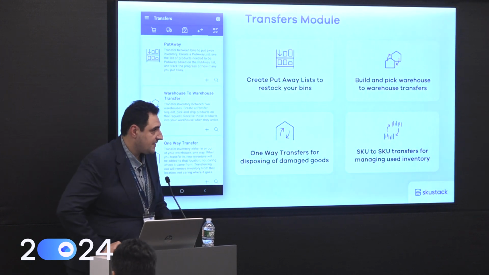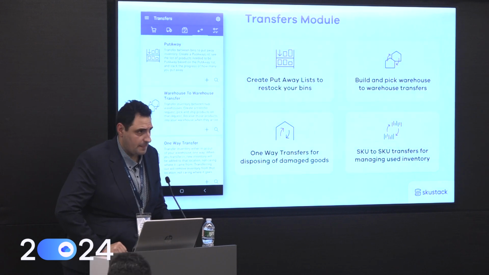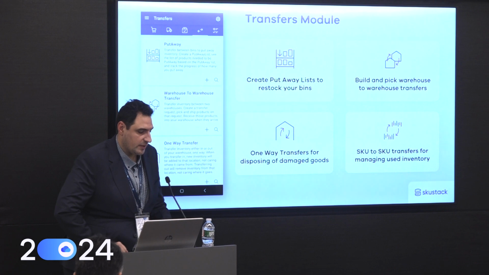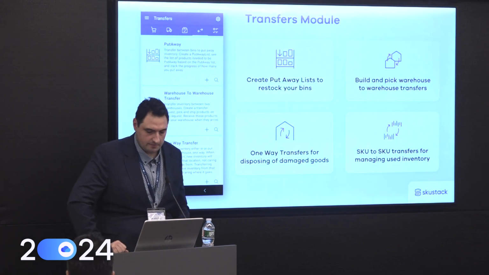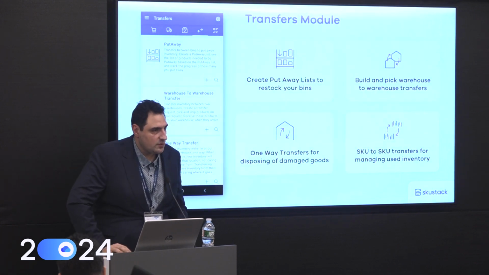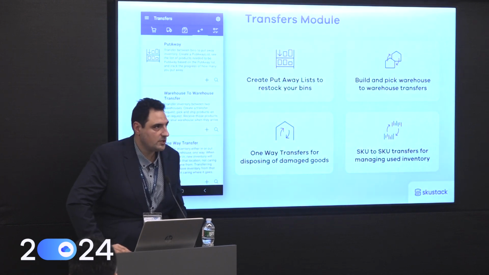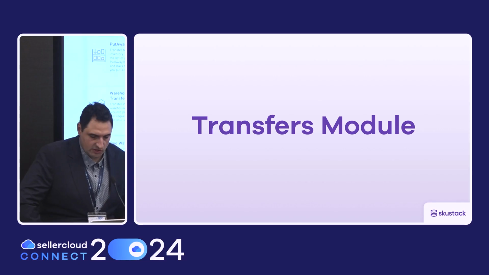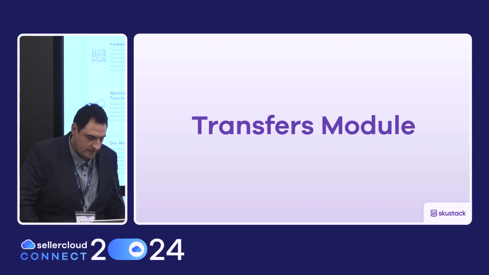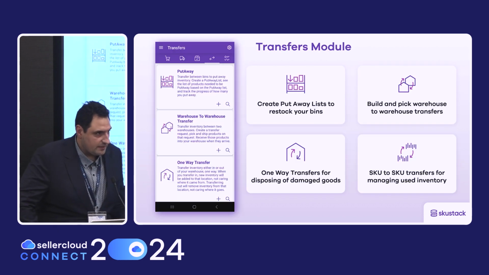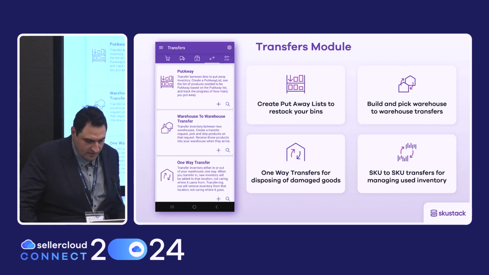The one-way transfers are particularly useful in case you want to bring in inventory from somewhere or remove inventory from a location, let's say if you have some damaged items. And by the way, we can also flag products. So if you find a product within your warehouse that is damaged, you can flag it for the attention of the warehouse workers. And you can even make that inventory unsellable. So this way, there's a lot of ways that you can handle that.